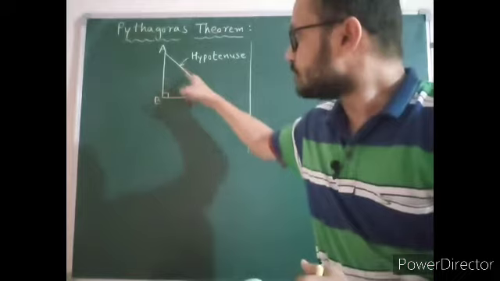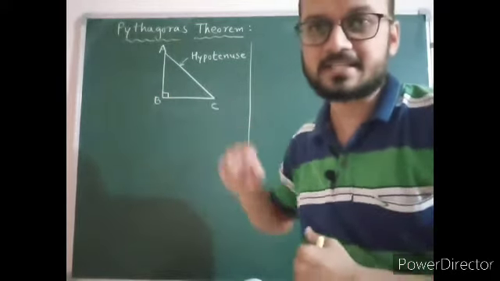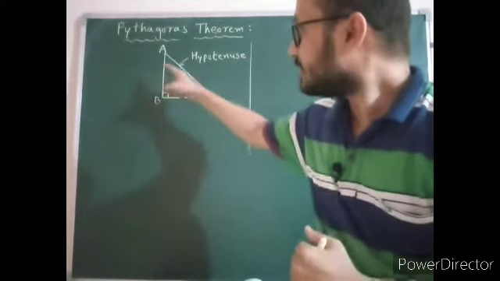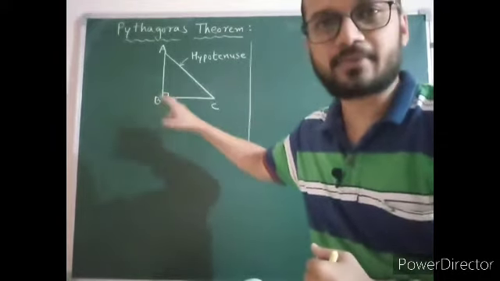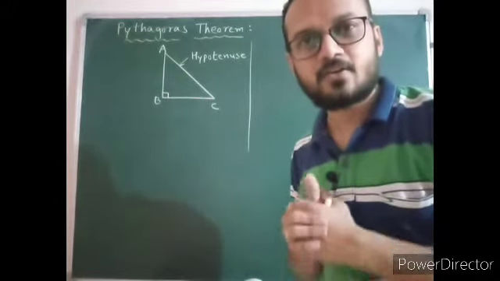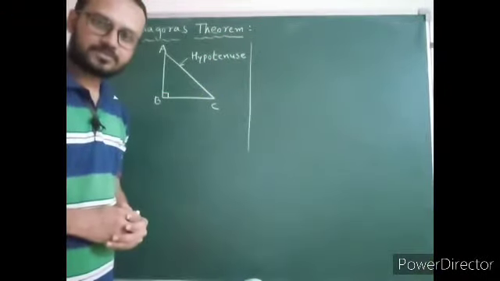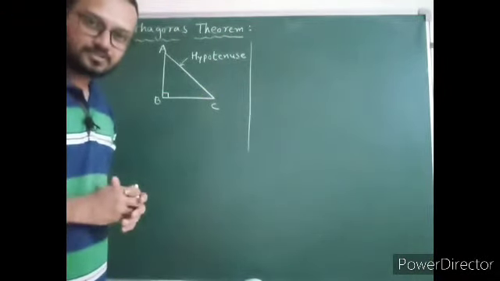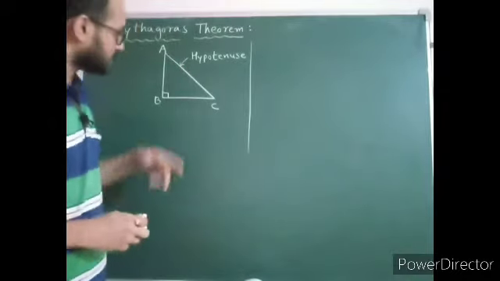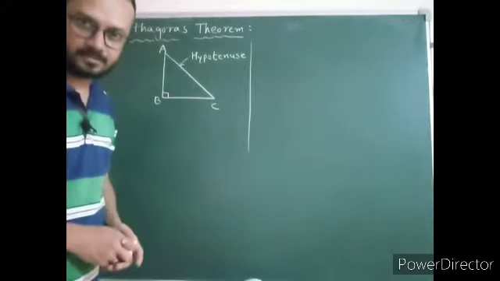The side opposite to the right angle is called hypotenuse. Here triangle ABC is a right angle triangle and angle B is a right angle. As AC is the side opposite to the right angle, that's why it is called hypotenuse. Now let us understand what the Pythagoras theorem is. The statement of Pythagoras theorem is, in a right angle triangle, the square of the length of hypotenuse is equal to the sum of the squares of the other two sides which form the right angle.